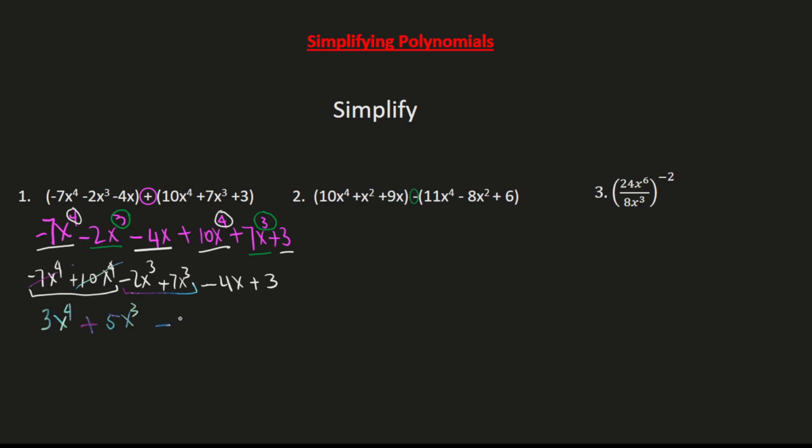So we leave these as they are. This is minus 4x plus 3. So we don't simplify those because they're not the same. And basically this is our answer. So we have simplified this polynomial: 3x to the fourth plus 5x cubed minus 4x plus 3. Okay, that's for this one.